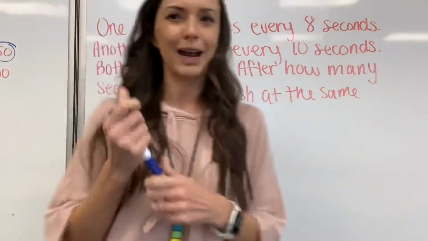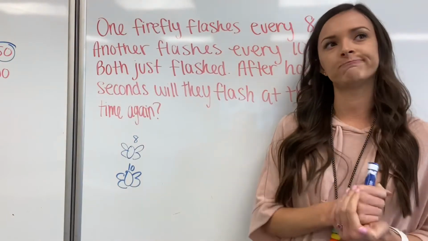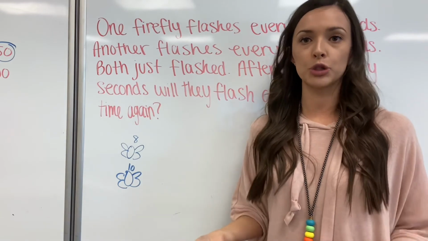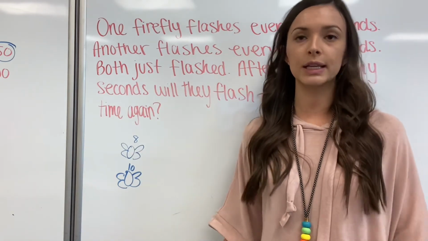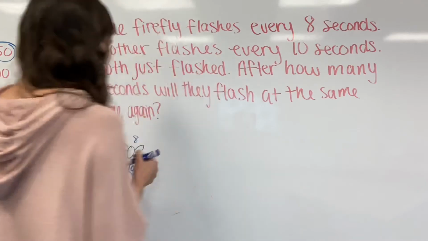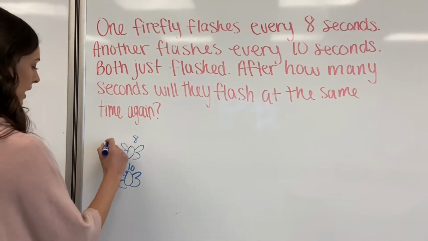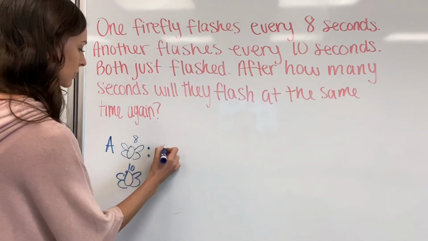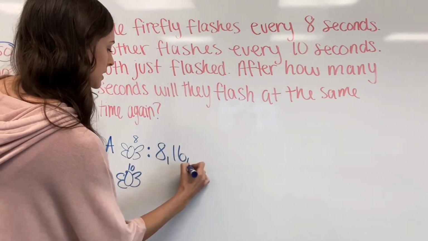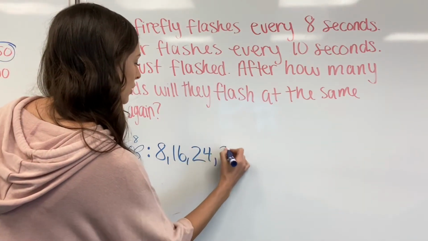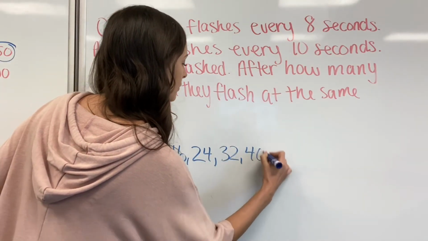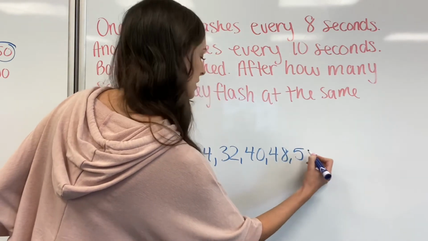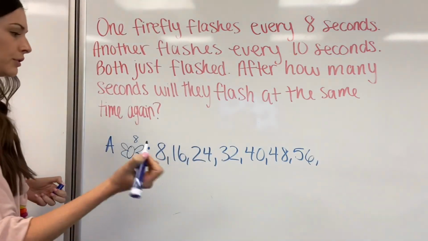So what are you thinking? How would we solve this kind of word problem? Right, so we need to find out what that least common multiple is to figure out after how many more seconds they're going to flash at the same time again. If firefly A is flashing every 8 seconds, then I'm going to list out the multiples of 8. So let's say 8, 16, 24, 32, 40, 48, 56, and I can keep going if I need to.